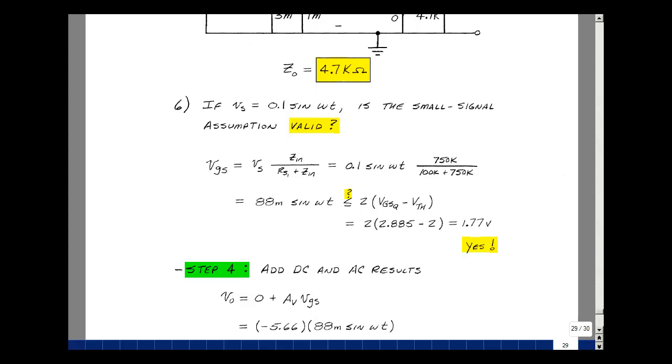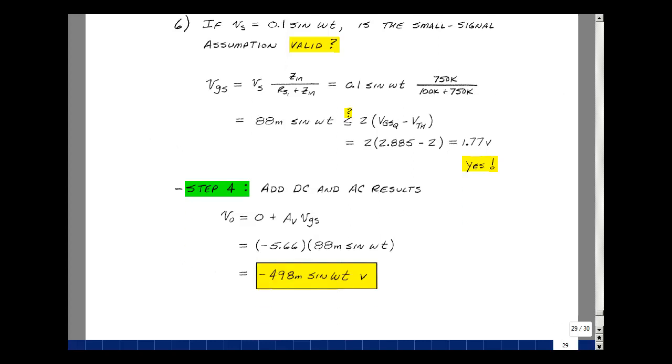And lastly, we're going to add the AC and DC results. For amplifiers, we're going to block the DC so we don't push out a DC signal into a speaker eventually. And all I've got then is just the voltage gain times the gate source voltage, which we found up here to be 88 millivolts sine omega t, with a gain of minus 5.66. That gives me an output voltage of about a half a volt times sine omega t.